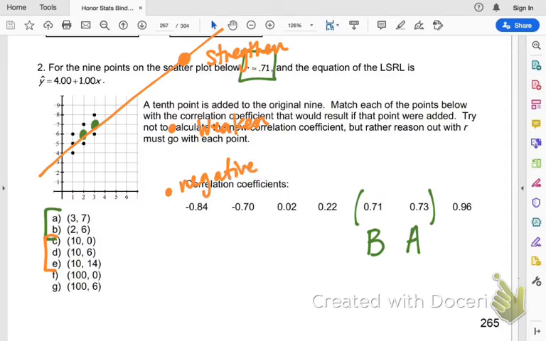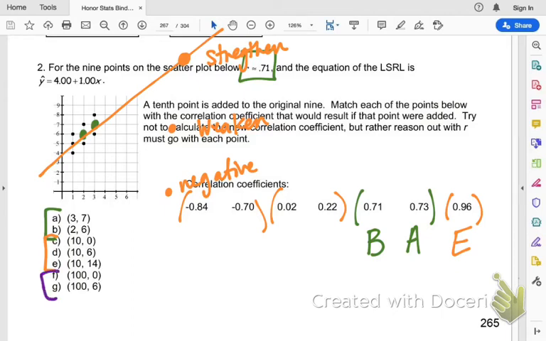So the only correlation coefficient that is strengthened and is still positive will be the 0.96. So that's going to go with the 10, 14. These two are weakened. And then these two cause it to be negative. So I don't know from here which one is which. So let's continue on and plot the last two.